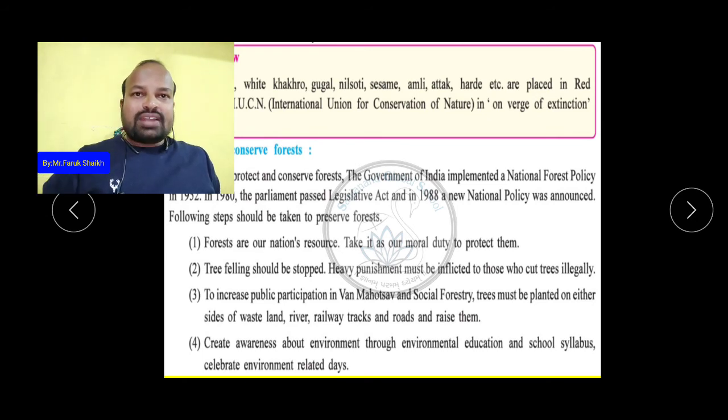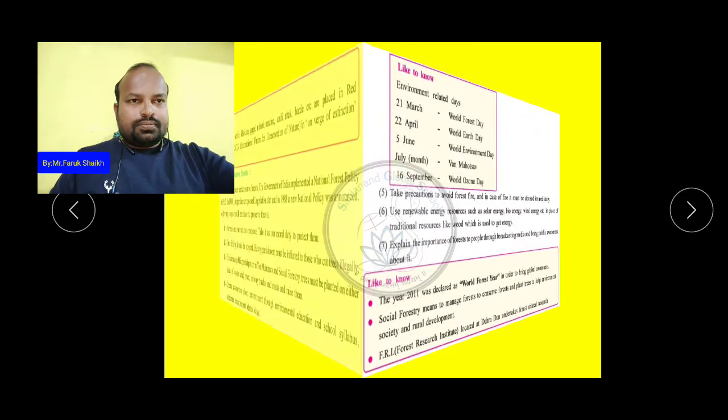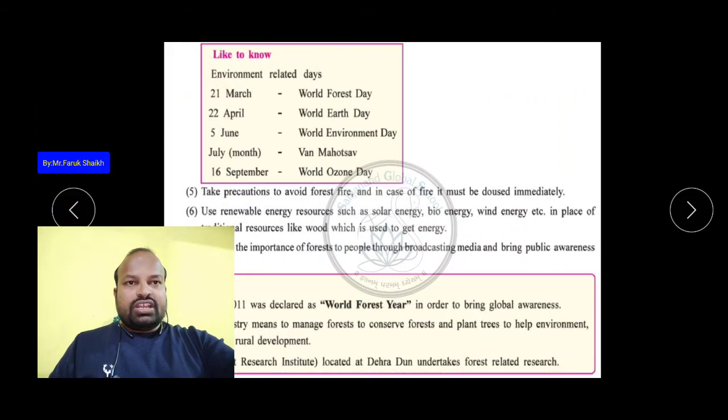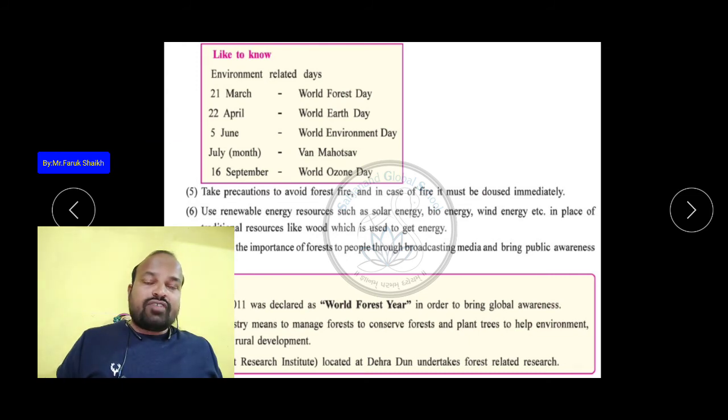Not only the plant, but they also have to look after it, they have to plant it and water it timely. Okay, now here are the important environment related days. The 21st March is the World Forest Day.